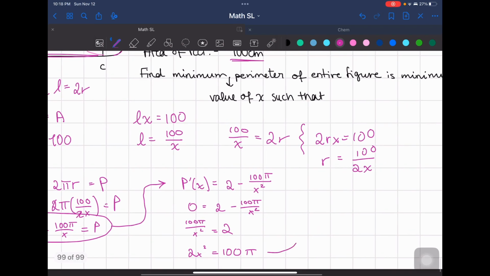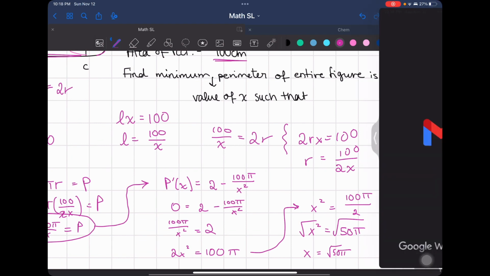Right now, guys, I'm just solving. So if you're not with me, these calculations are quite simple. If you want to just do them on your own, you get 100 pi over 2. So x squared is going to be 50 pi. Now, final step, if we square root them both, we're going to get x equals square root of 50 pi. And that is our answer.